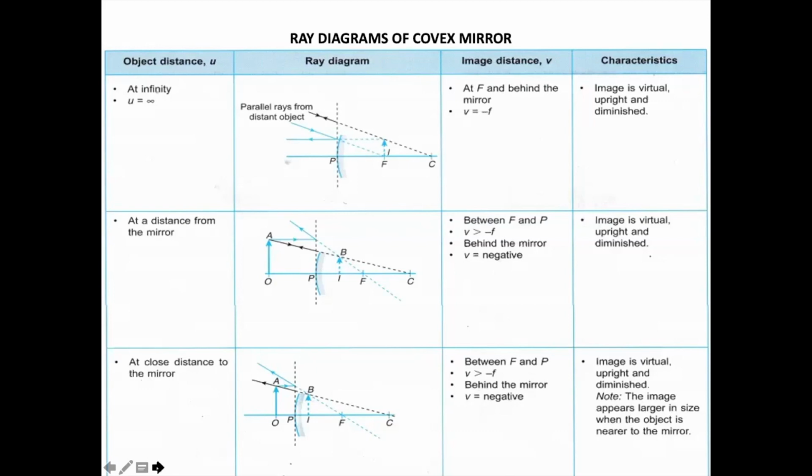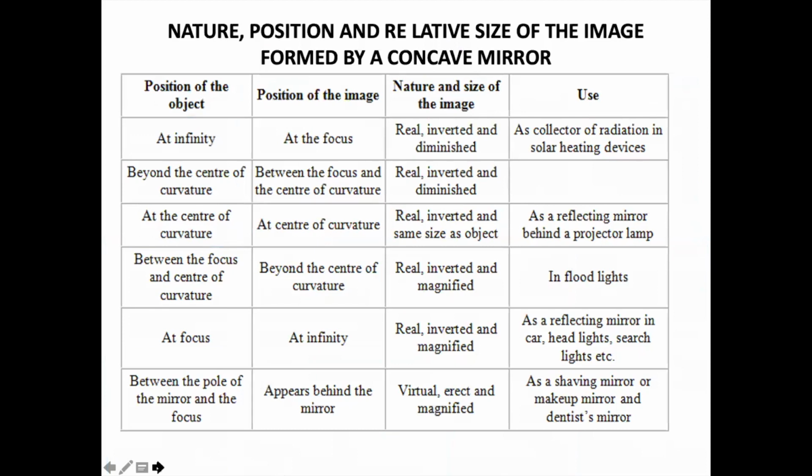Next, this is a chart. You have to understand this chart very well. I've explained it very well. I'll just explain how to learn it. The positions of the object: first it was kept at infinity, then beyond C, then at C, between C and F, at F, and within F, that is between F and P.